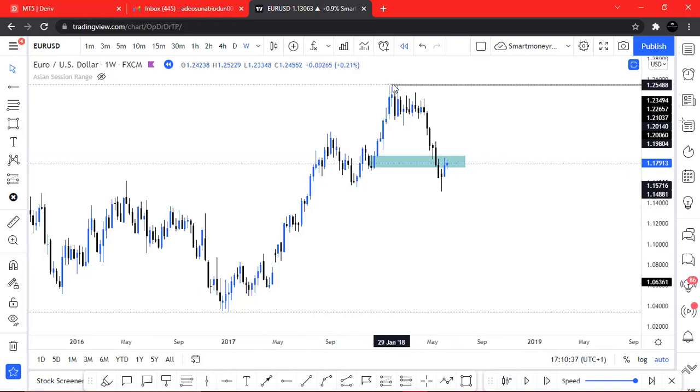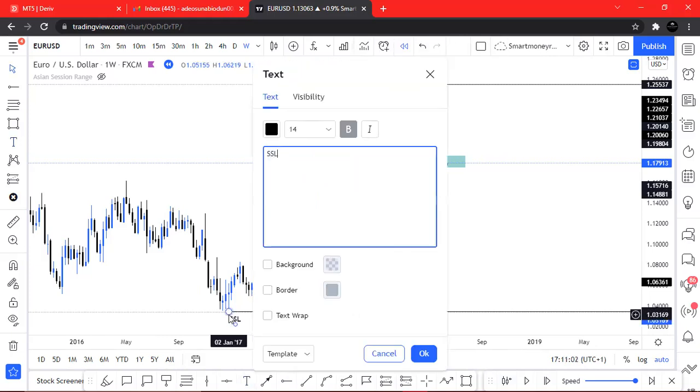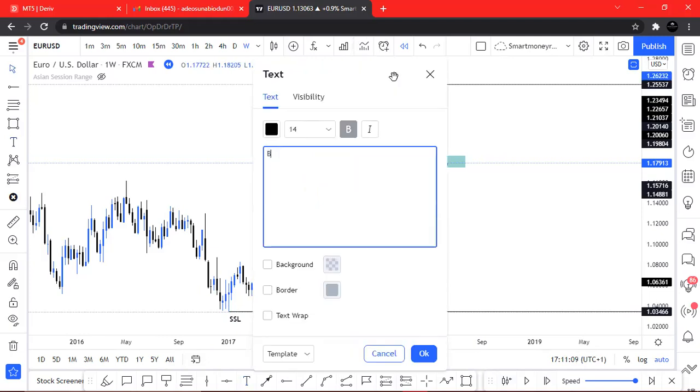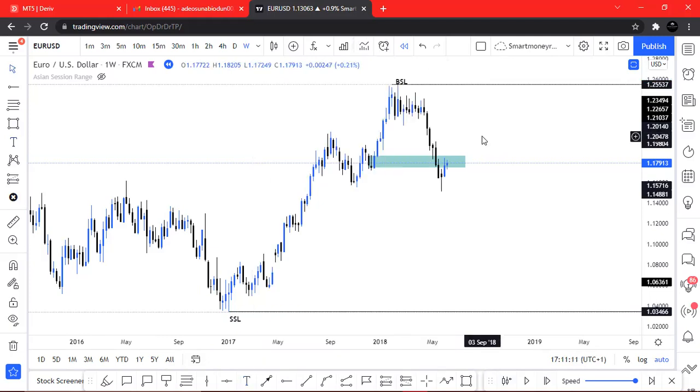We are going to do like three examples. We'll pick the high and then we'll pick this low. So this high to this low becomes our dealing range. Okay. We can label this as sell side liquidity, and we can label that as our buy side liquidity.